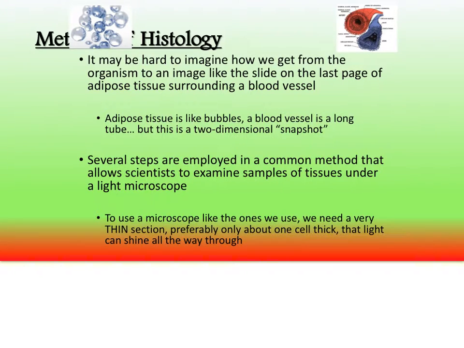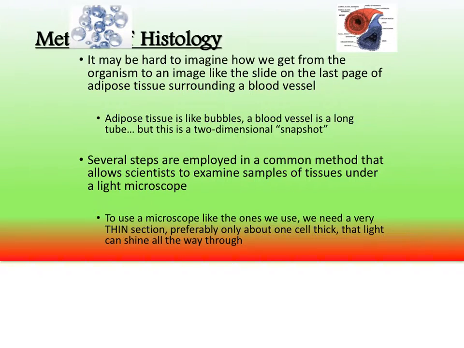Now, sorry, the pictures are messed up on this slide. It may be hard to imagine how we get from a three-dimensional organism to a two-dimensional picture like you see on the last slide. You know, those fat cells, like I said, are like bubbles, and that blood vessel, as you know, is like a tube. But when you look at it in 2 dimensions like that, you just see circles.